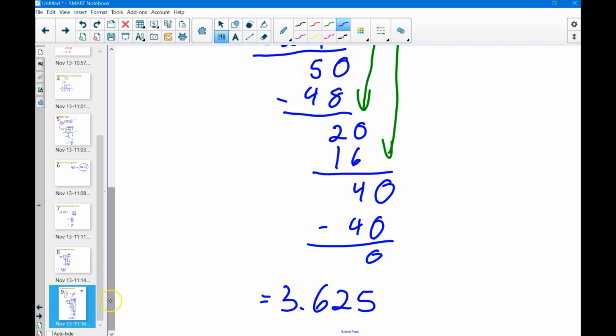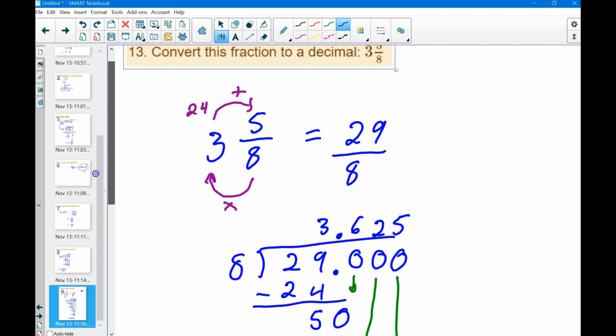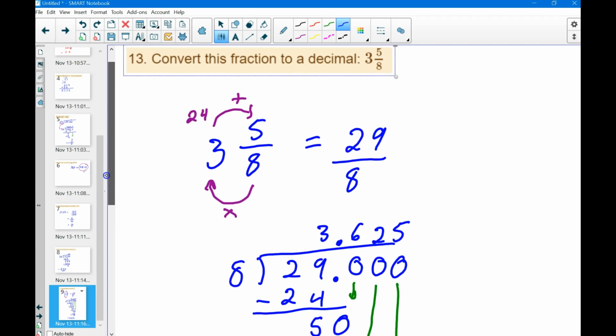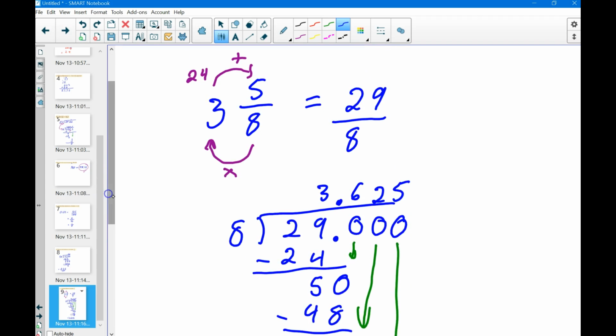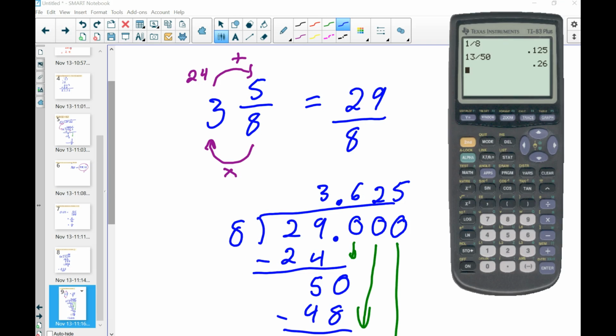And that's it. And let's just try our calculator just to see. If I had 29 divided by 8 gives us 3.625. Looks good.